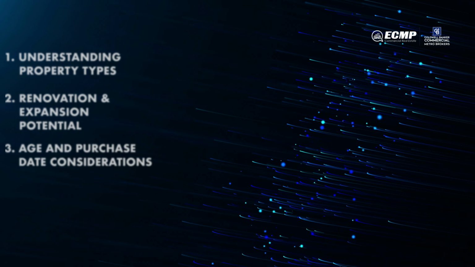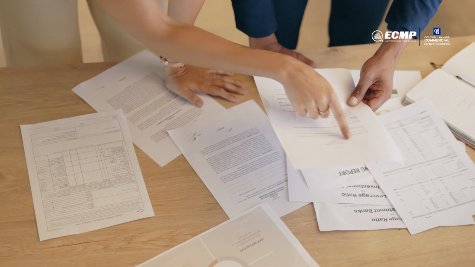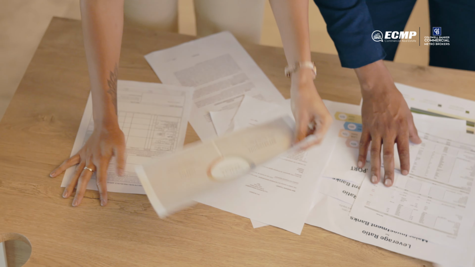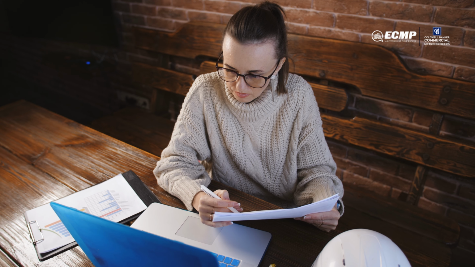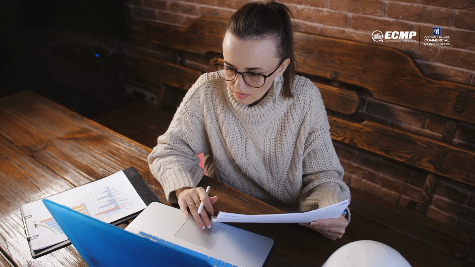Third, age and purchase date considerations. The age of your property and the date of acquisition also play crucial roles. Properties acquired or constructed relatively recently are typically better candidates because the cost details are clearer and more accessible, making the segregation process smoother and more accurate.